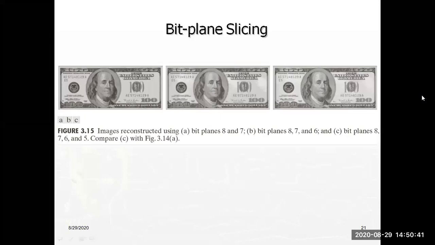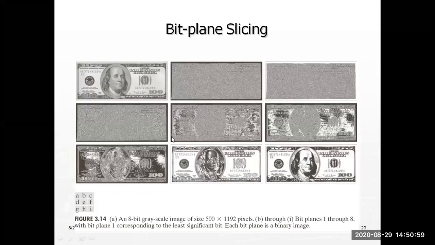Okay, this is a bit plane slice. This is another one: image reconstructed using bit planes 8 and 7, bit planes 8, 7 and 6, bit planes 8, 7, 6 and 5, and compare C with figure A. This is the application. After applying it, the image will look like this.